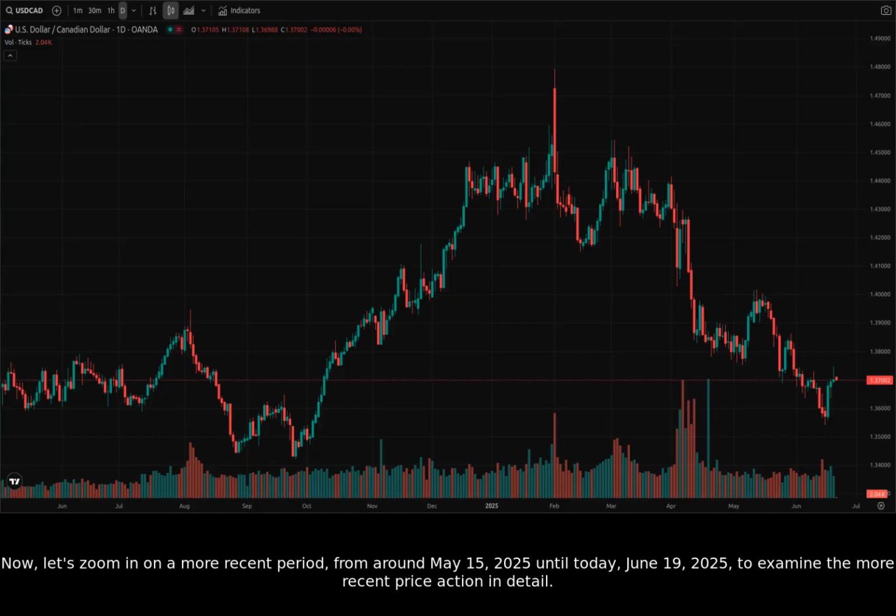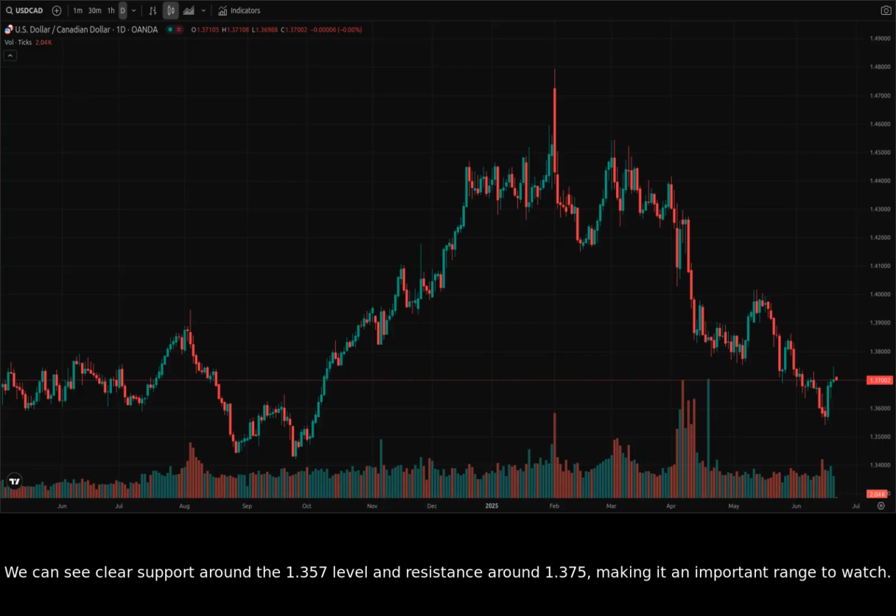Now, let's zoom in on a more recent period, from around May 15, 2025 until today, June 19, 2025, to examine the more recent price action in detail. We can see clear support around the 1.357 level and resistance around 1.375, making it an important range to watch.